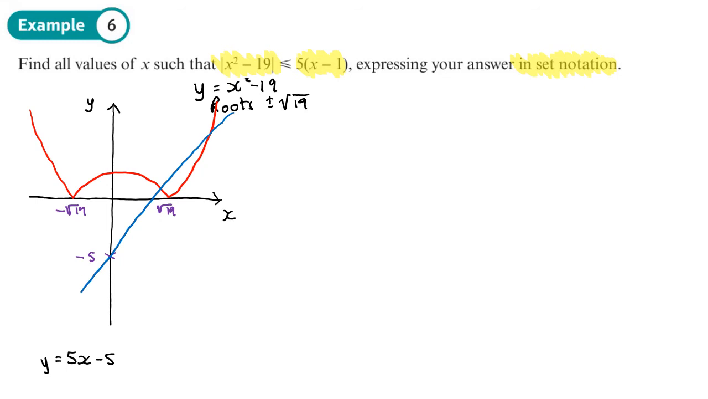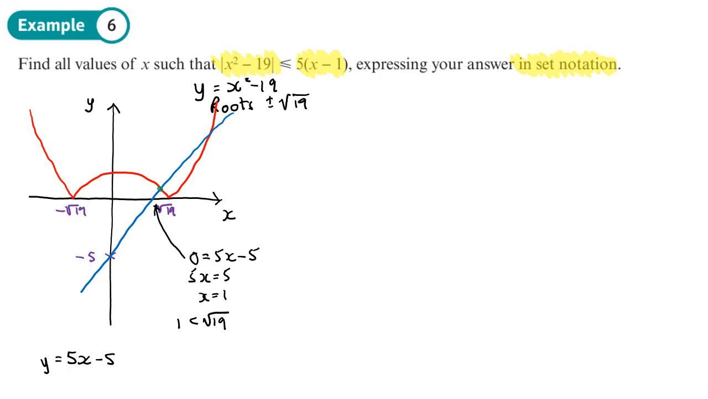Now how do I know it's going to do that? Well, I can always check. If I work out this coordinate here, that is where y equals 0. So if I've got 0 equals 5x minus 5, 5x equals 5, x equals 1, and 1 is less than root 19. So it has to cross at that point.